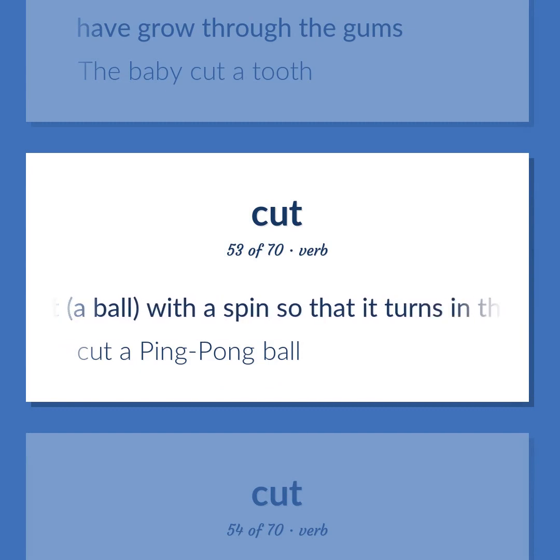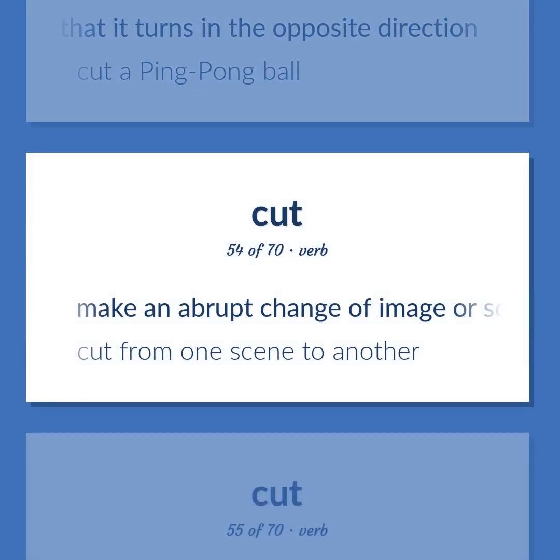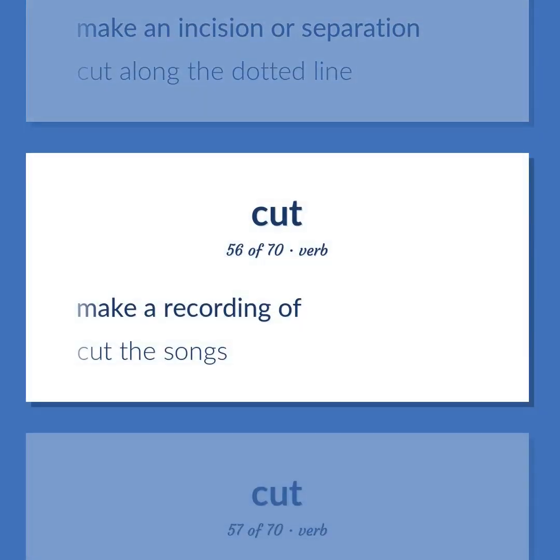Hit a ball with a spin so that it turns in the opposite direction. Cut a ping pong ball. Make an abrupt change of image or sound. Cut from one scene to another. Make an incision or separation. Cut along the dotted line. Make a recording of. Cut the songs.